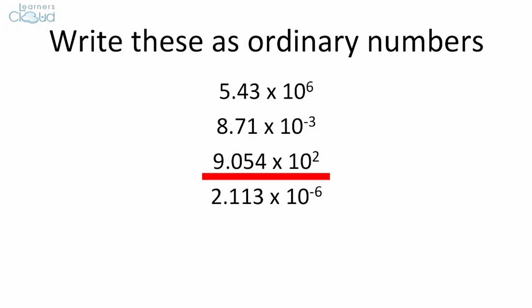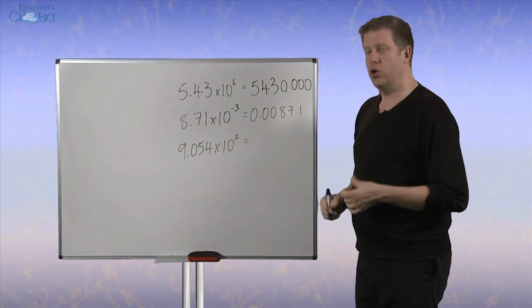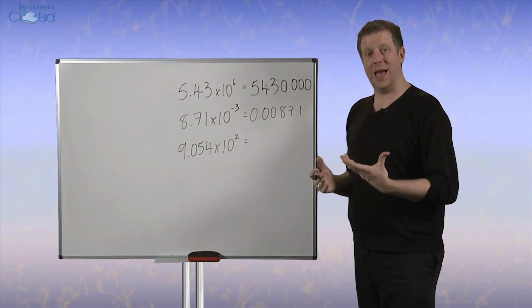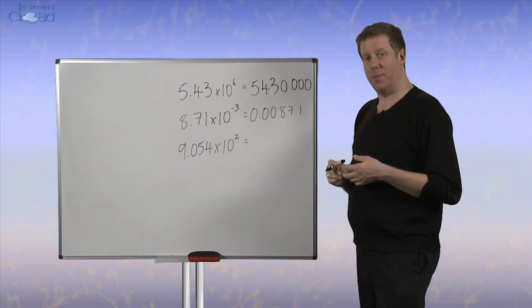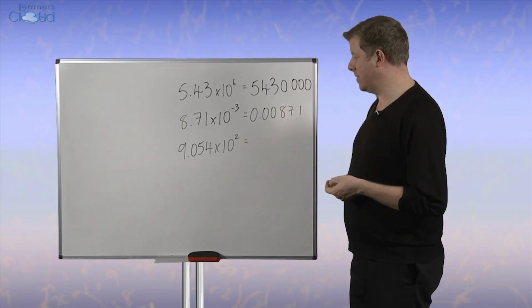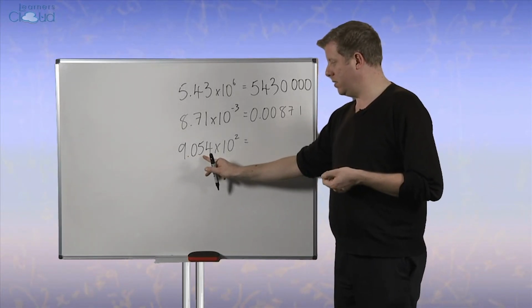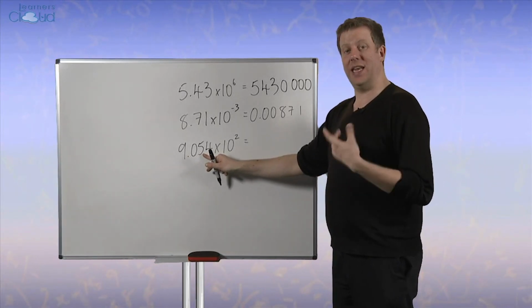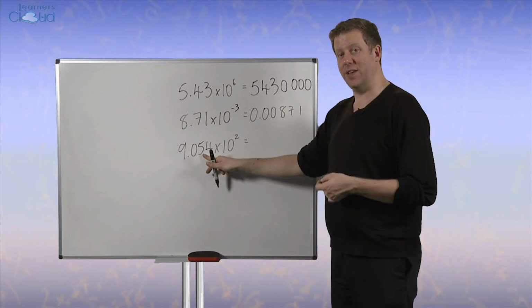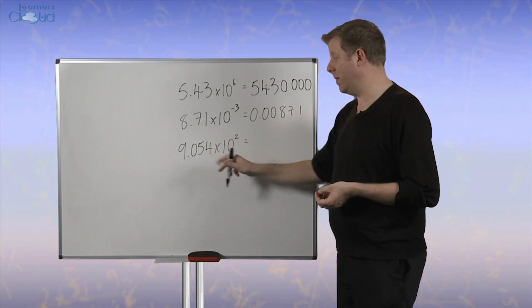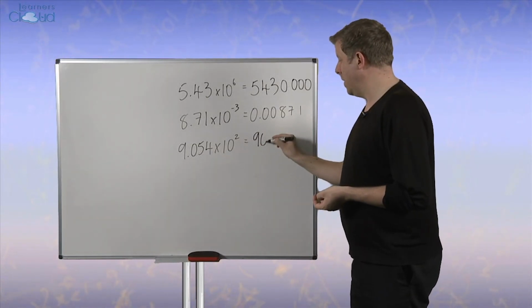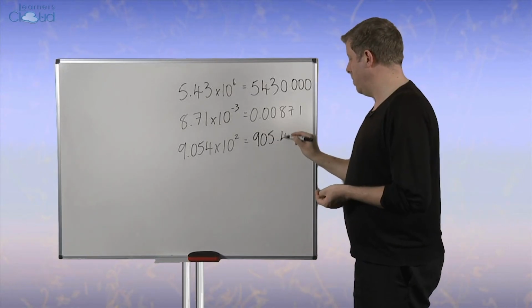9.054 multiplied by 10 squared. Not going to be a huge number, but we can still rewrite it as an ordinary number. The 2 tells us how many places we need to move the point. 1, 2. So we don't actually need to add any more zeros onto the end of this, as it still stays as a decimal number. And our answer would be 905.4.